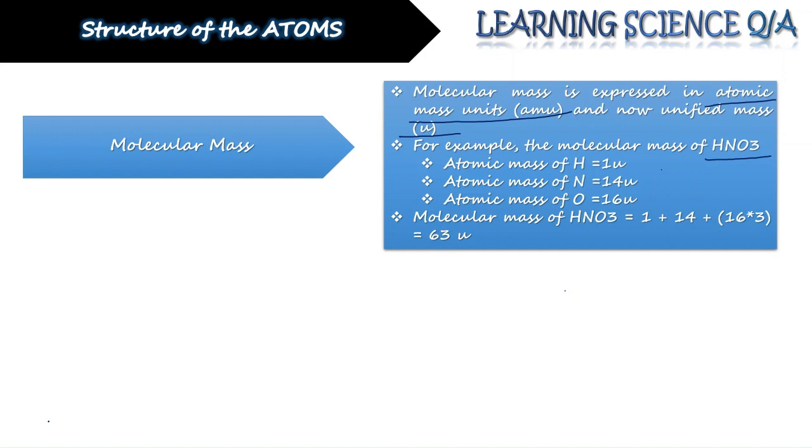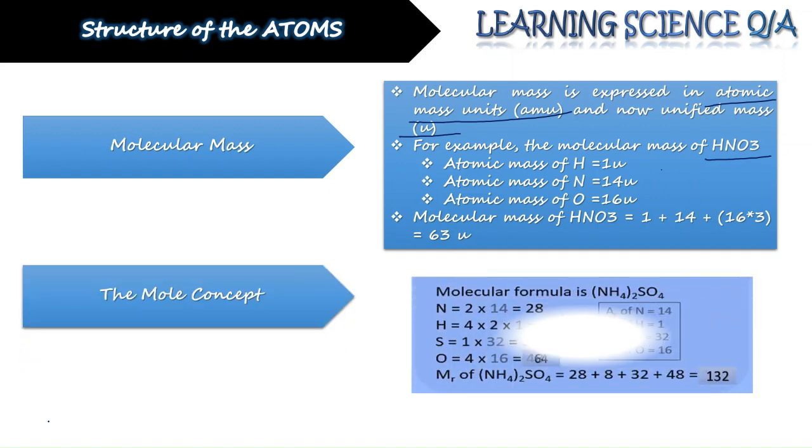Atomic mass of hydrogen is 1 unit, atomic mass of nitrogen is 14 units, and atomic mass of oxygen is 16 units each. We have 3 oxygen atoms in the HNO3 molecule. So when these are added, we get 63 units in total.